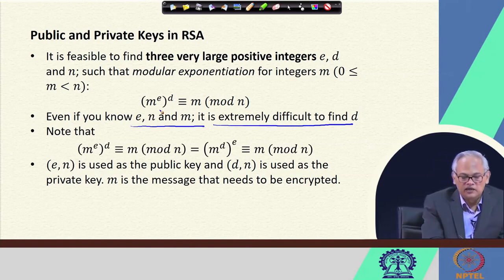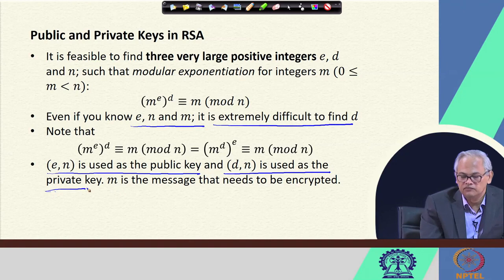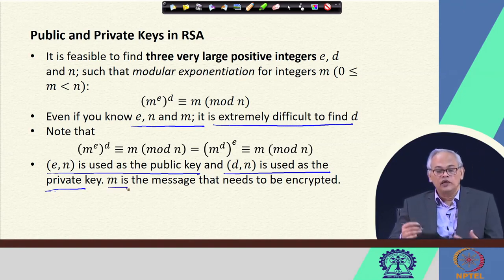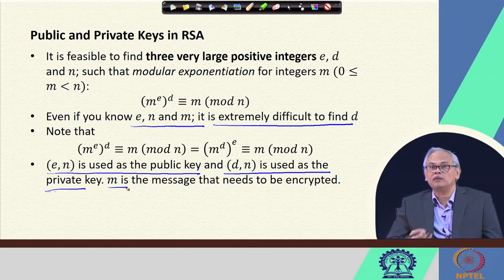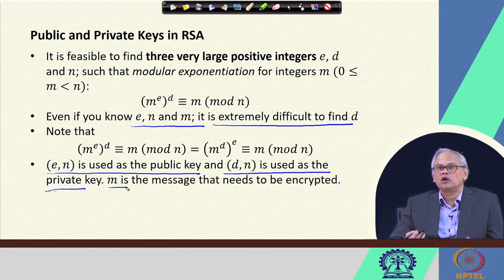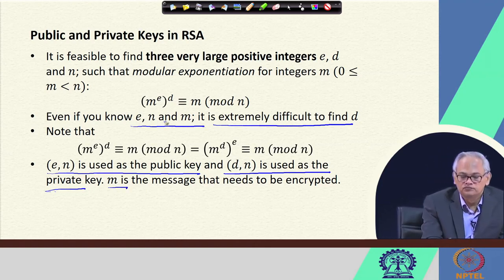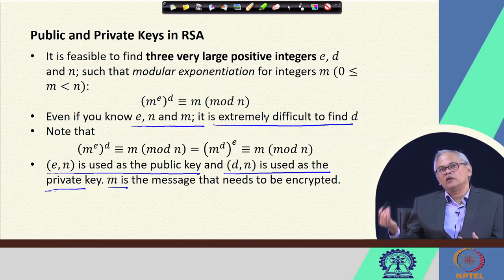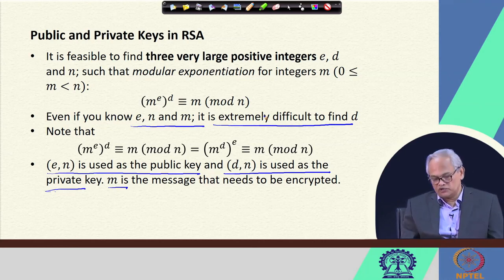That means that if E n is used as the public key, then we can use D n as the private key, and m denotes the message that needs to be encrypted. So if a message m has to be encrypted, then we do this first step of encryption, and whatever is obtained as the output will be used for decryption using the decryption key.